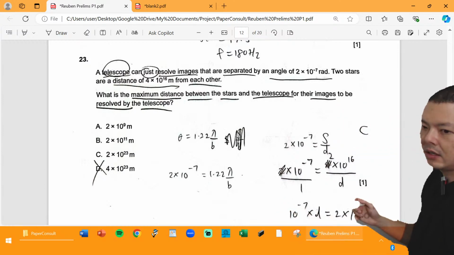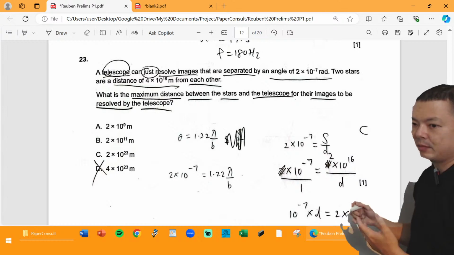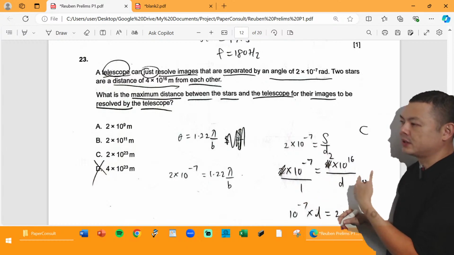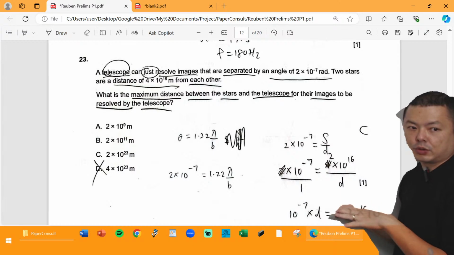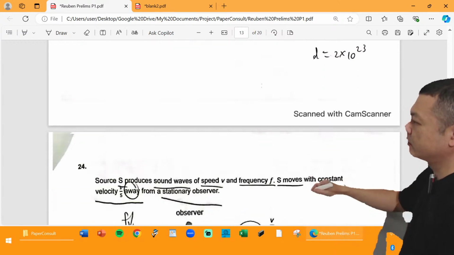What's the correct answer? C. But you put D. No, you put C. You put C also. So we don't need to go through this one. Alright, 23 don't need. Next one.